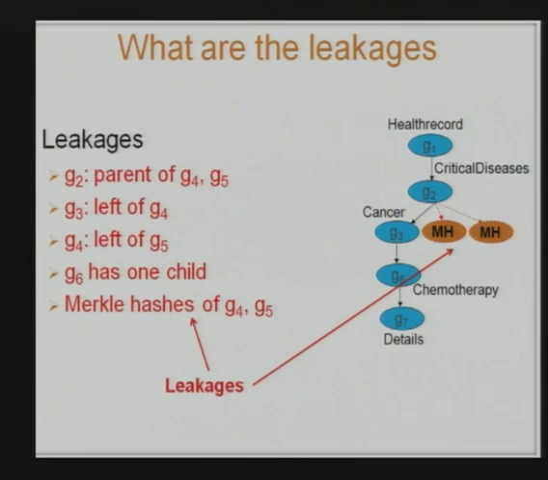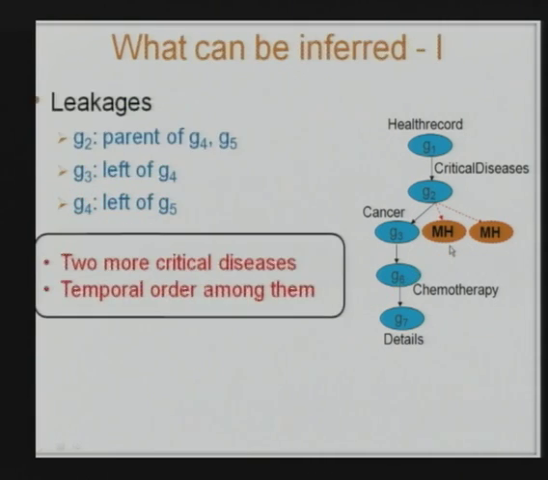The leakages are the Merkle hash of G4, the Merkle hash of G5, the parent-child relationship, and the sibling ordering. What can the nurse's device infer? It can infer that G4 is a child of G2 and G5 is a child of G2, and that G3 is left of G4 and G4 is left of G5.